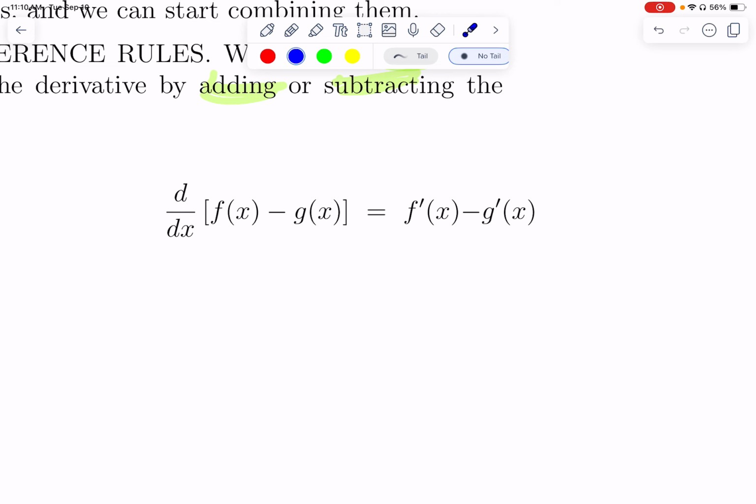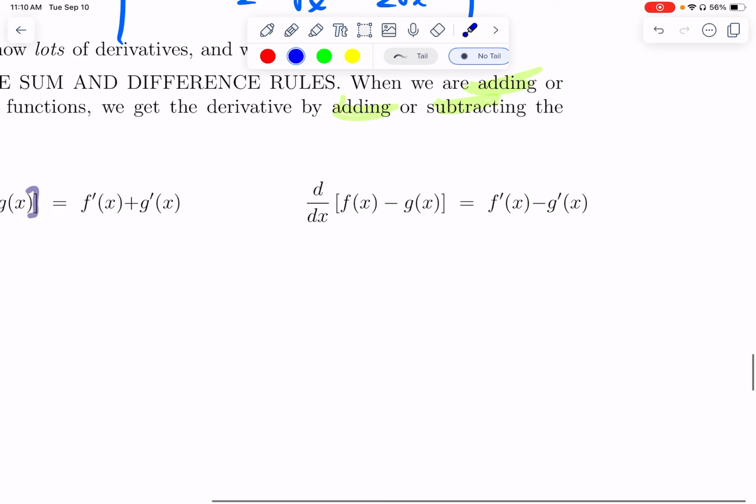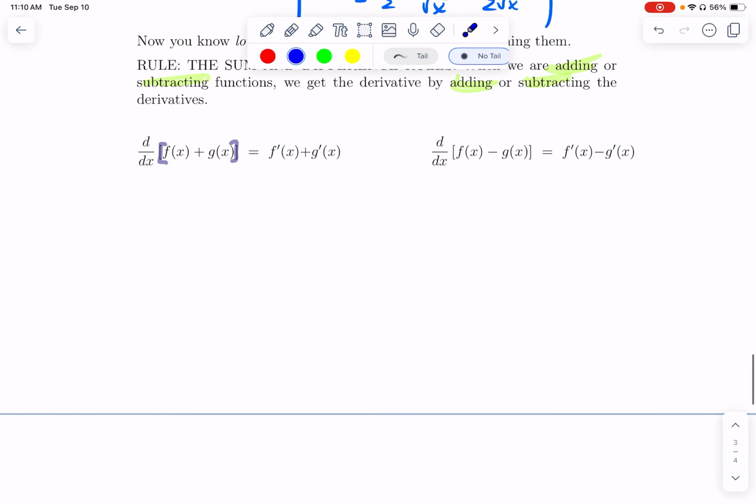Same with subtraction. If I am subtracting two functions, the derivative is just the derivative of the first one minus the derivative of the second one. I'm not giving you a proof here. Maybe it makes sense to you if you just think about how things change. You can trust me on this. There's a proof in the book if you really want all the details.